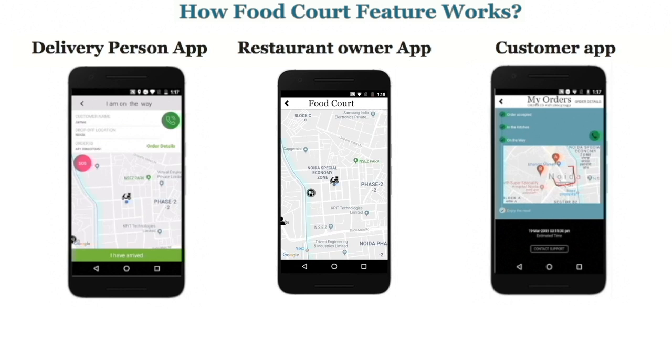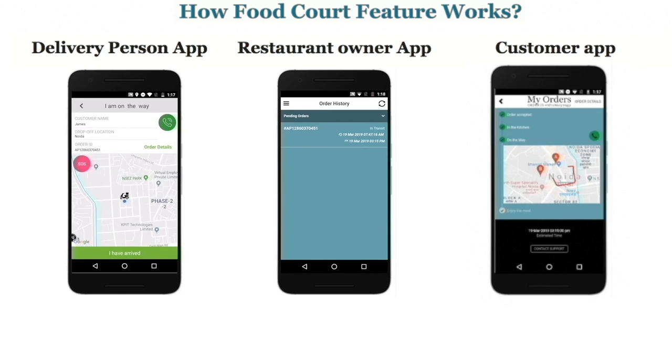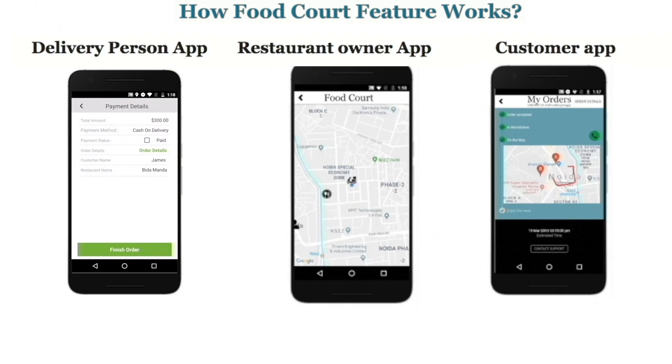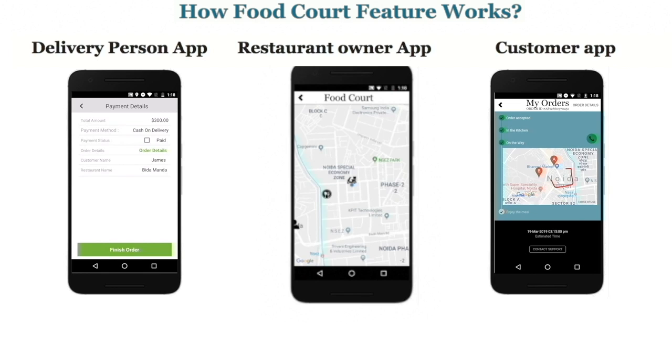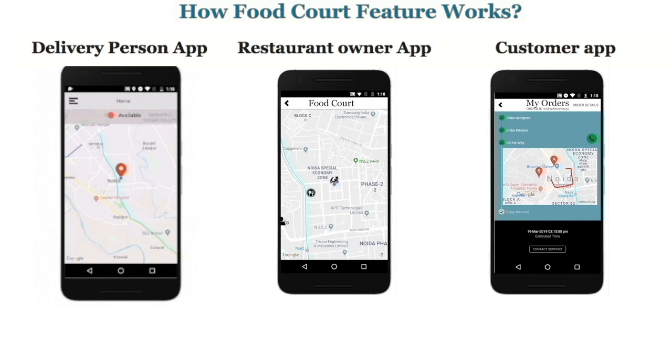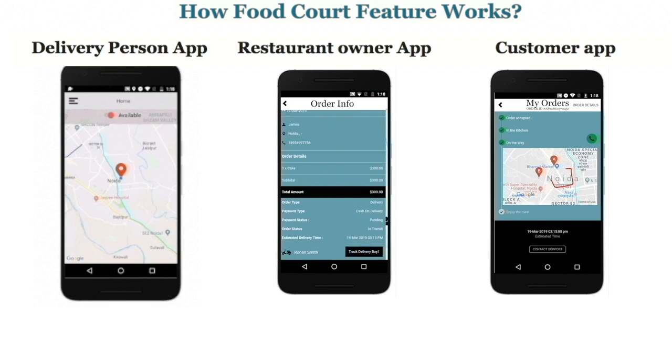Once the delivery person reaches the destination and taps I have arrived, the restaurant owner will receive a confirmation message that the delivery person has reached the customer's destination, and the customer will receive the message to collect the order from the delivery person. As soon as the delivery person accepts the payment and taps on Finish Order, the restaurant owner will receive a push notification stating that the delivery person has successfully delivered the order, while the customer will receive a confirmation of the delivery of their order.